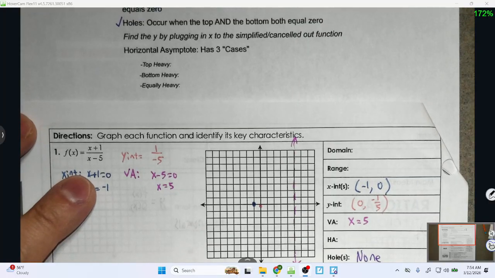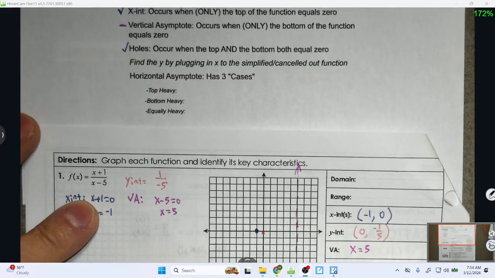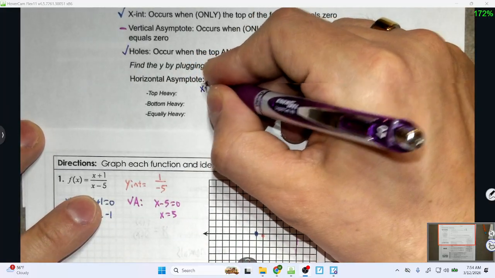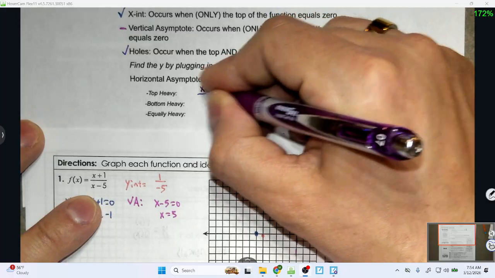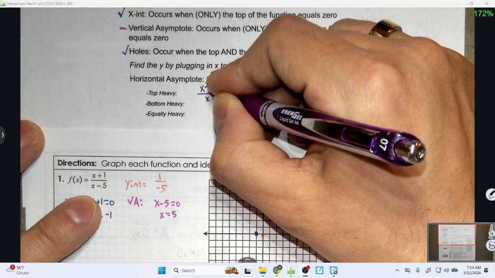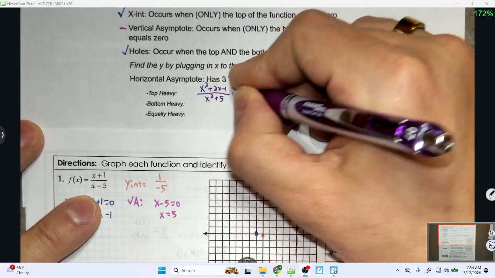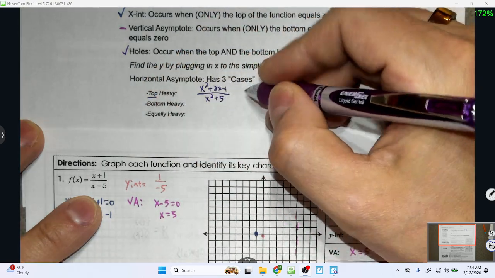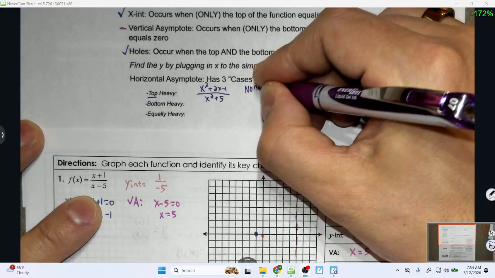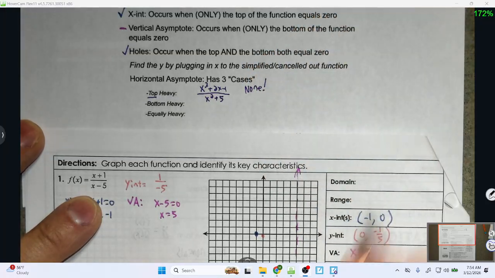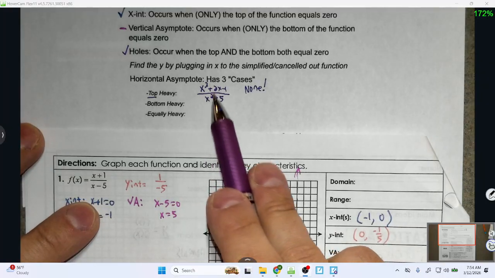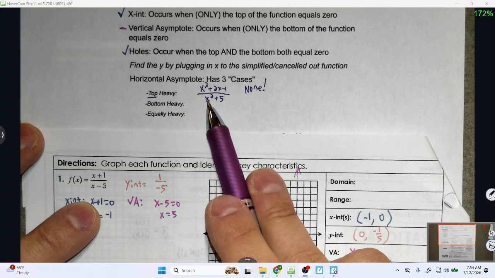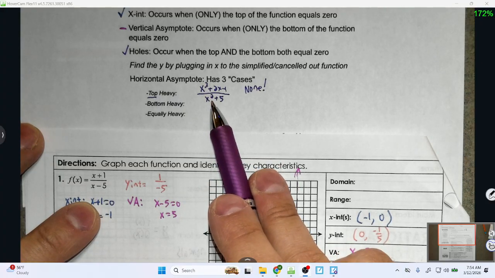So let's imagine something where the top is heavier, so we have a higher power here. We have like an x to the third plus 2x minus 1, and here we have x squared plus 5, okay? Well, if it's top heavy, the top is a higher power, there's going to be none, because it's going to go to infinity or some giant number. It's not going to go to 0, because the top is bigger than the bottom.